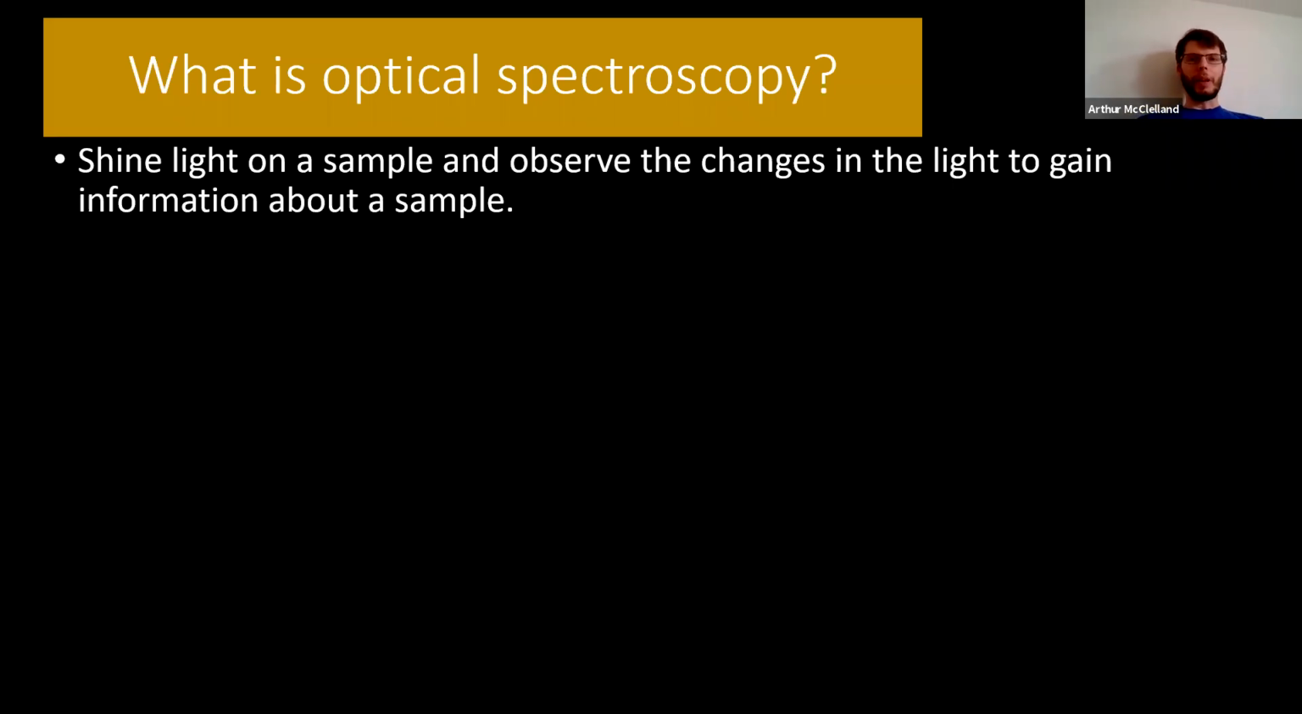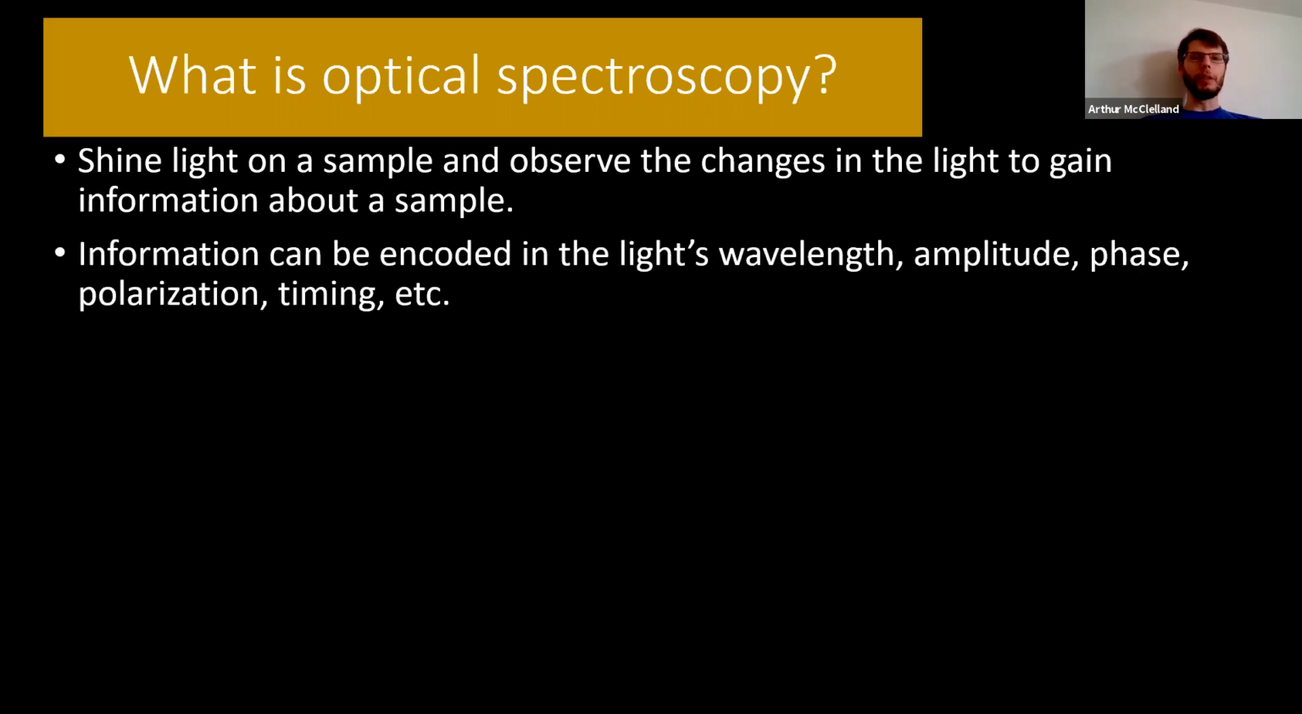So what is optical spectroscopy? I've managed to make a career of it so far, but in general, it's just shining light on a sample and observing what the changes in the light are. And you do this to gain information about the sample. The information can be encoded in a bunch of different ways. It can be encoded in the light's wavelength, the amplitude, the phase, the polarization, the timing: the color of the light after it interacts with the sample, how much light there is after it interacts with the sample, what the polarization is after it interacts with the sample.